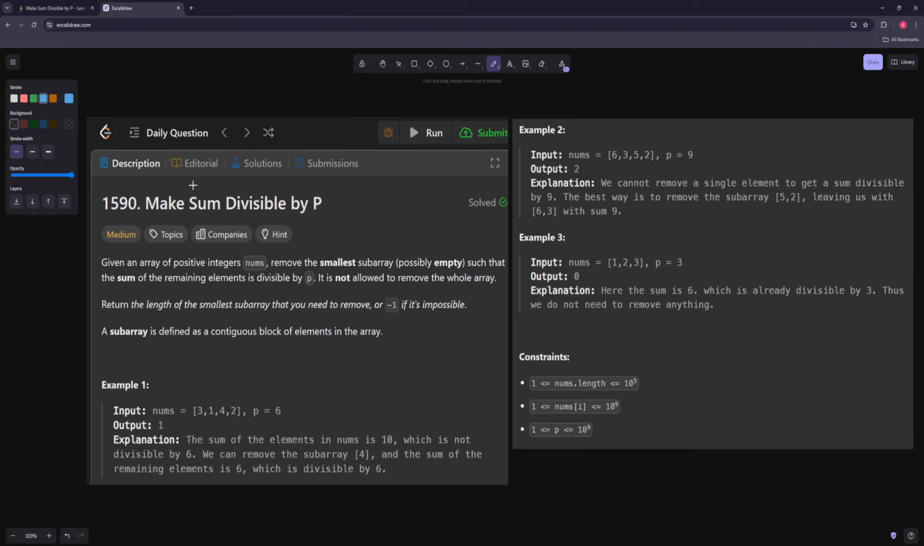In this video we're going to be working on make sum divisible by p. And I think this problem is pretty tough for a medium. I guess it has a low acceptance rate.